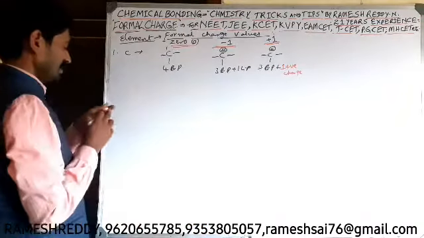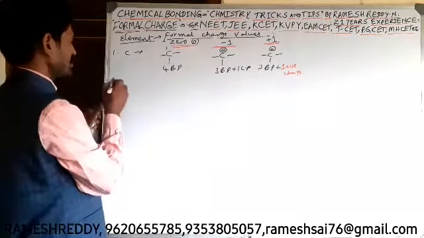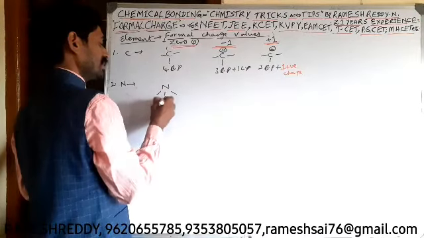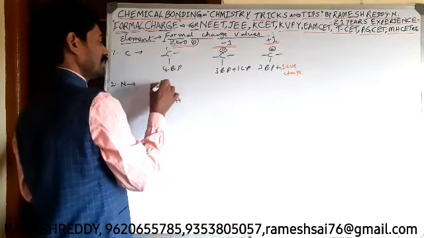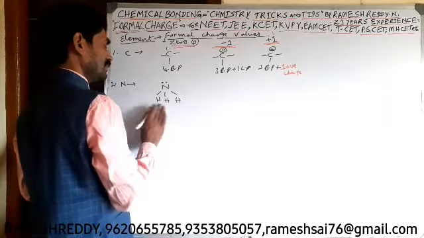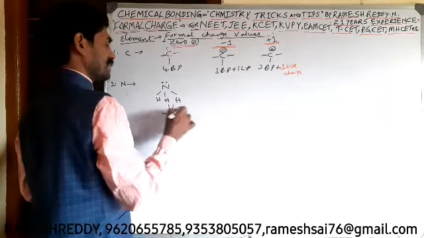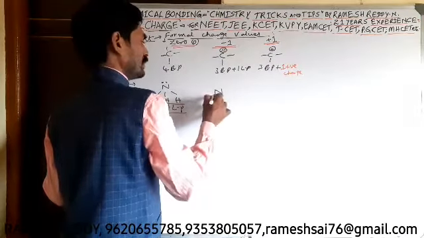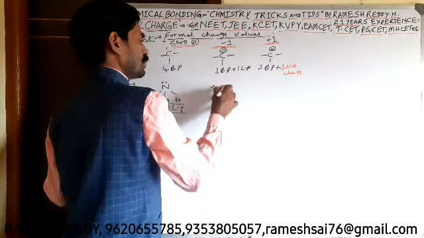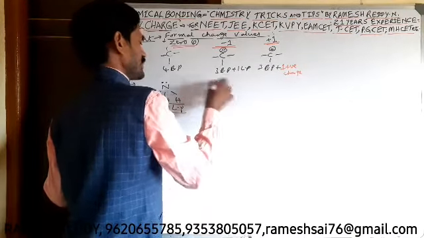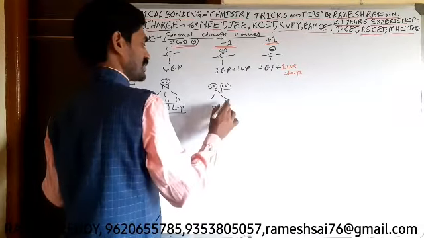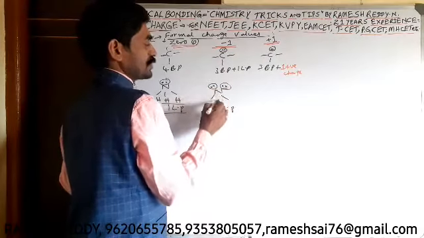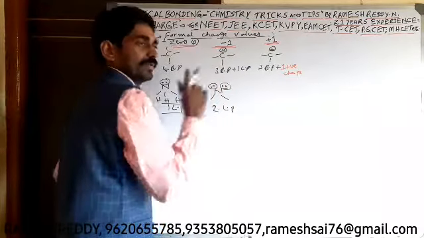Next one. For nitrogen, the same manner. For nitrogen, take ammonia. If there are 3 bond pairs and 1 lone pair, the trick is that with 1 lone pair the formal charge of nitrogen is 0. If the nitrogen has 2 bond pairs and 2 lone pairs, and it has a negative charge, then it has minus 1 formal charge.